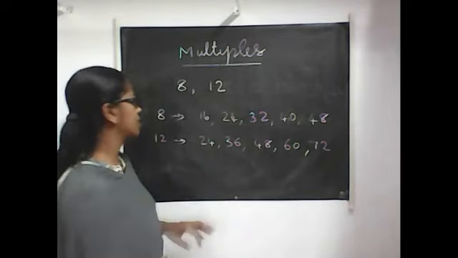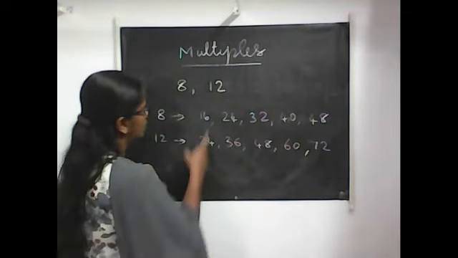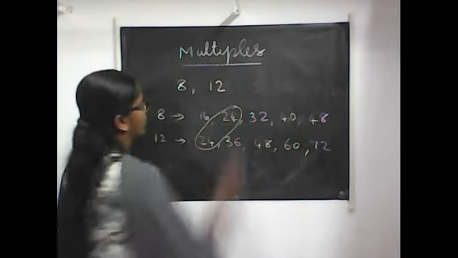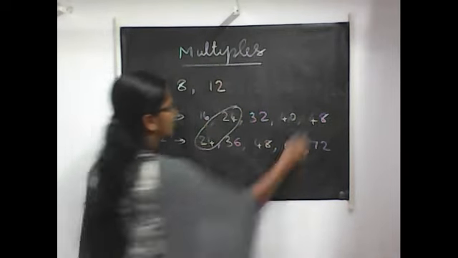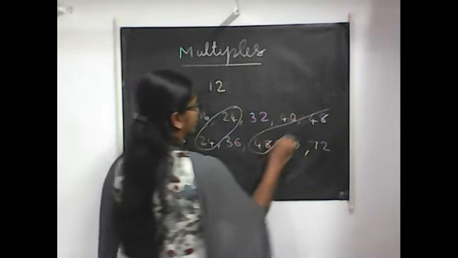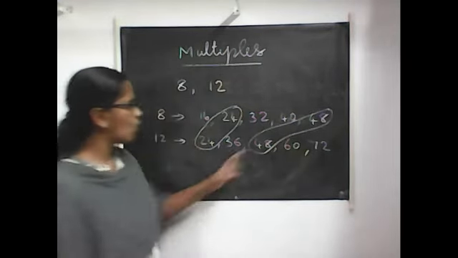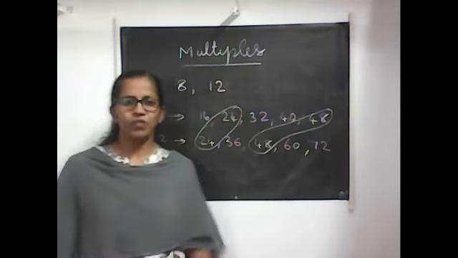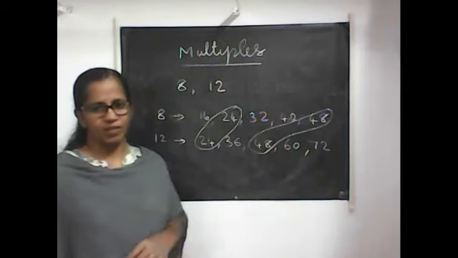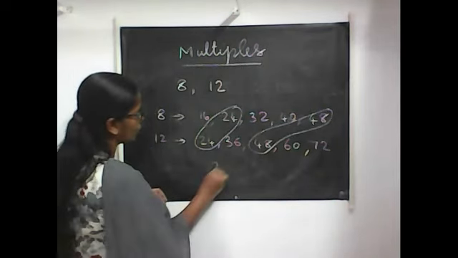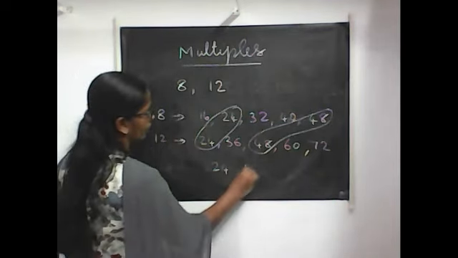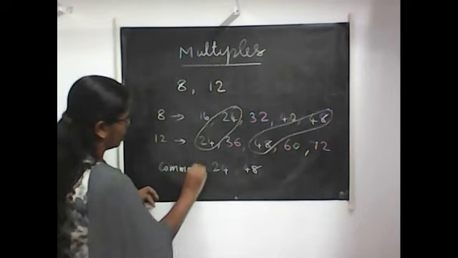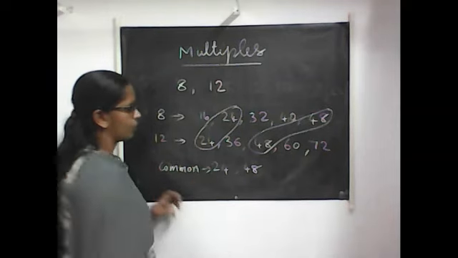So from this, which is the common one? 16 is not there. 24, yes, 24 is there. Then 48 is there. No more, up to 5 multiples we have written. From this, we got 2 common multiples. So write the common multiples are 24 and 48.